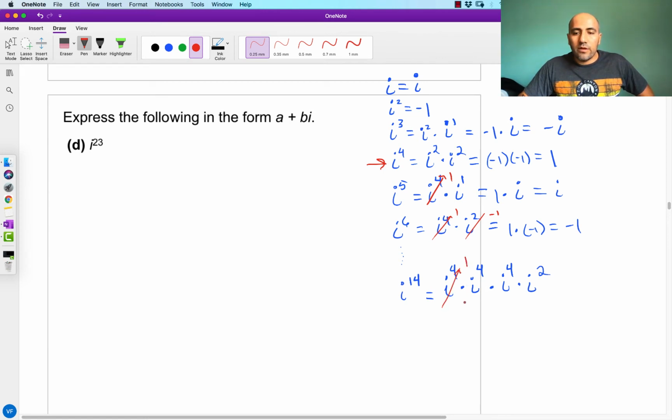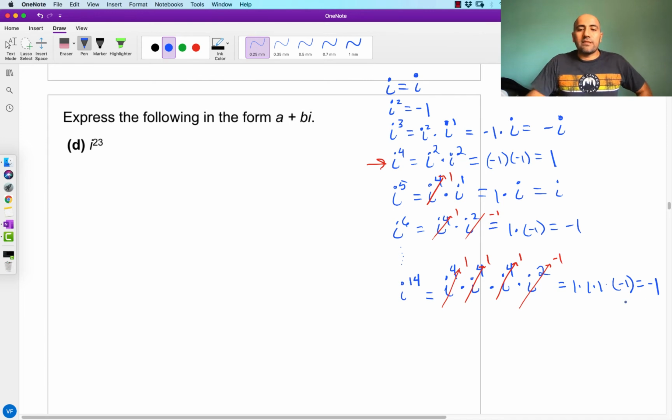i to the 4th is a 1. i to the 4th is a 1. i to the 4th is a 1. And then something else. Now in this case, it's i to the 2nd, which happens to be negative 1. So i to the 14th power is equal to 1 times 1 times 1 times negative 1, which then just equals negative 1. So i to the 14th is negative 1.